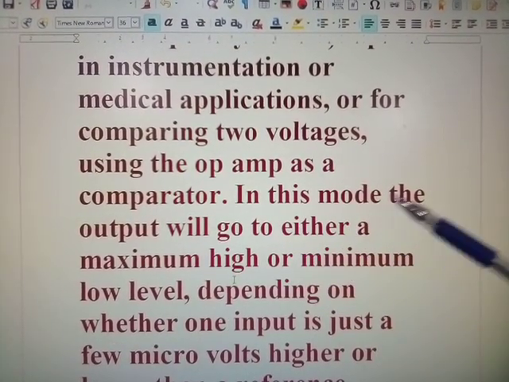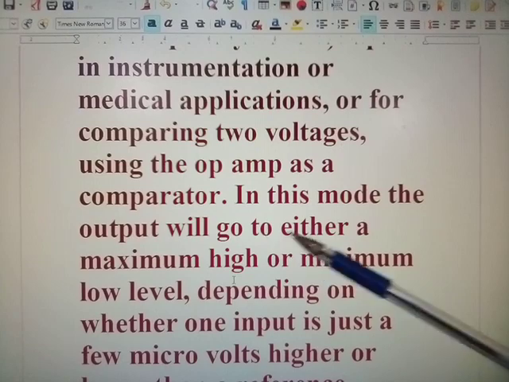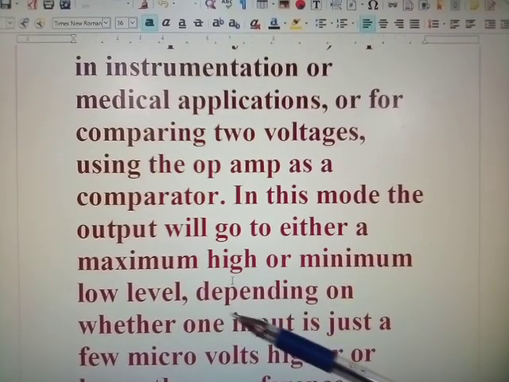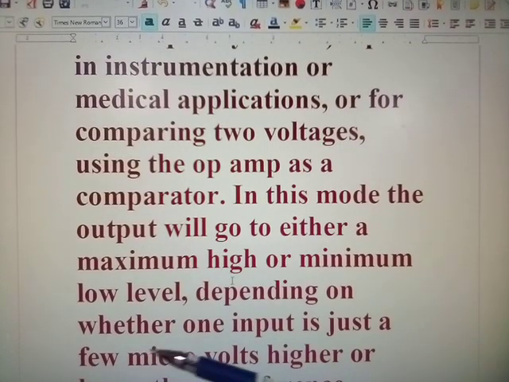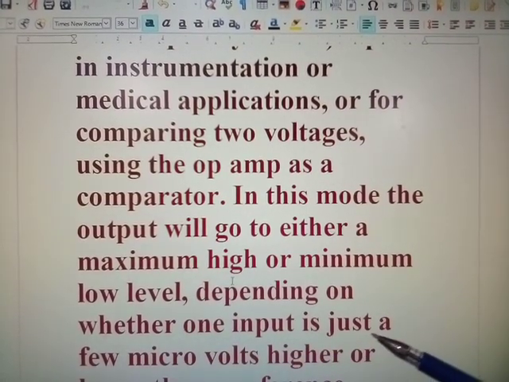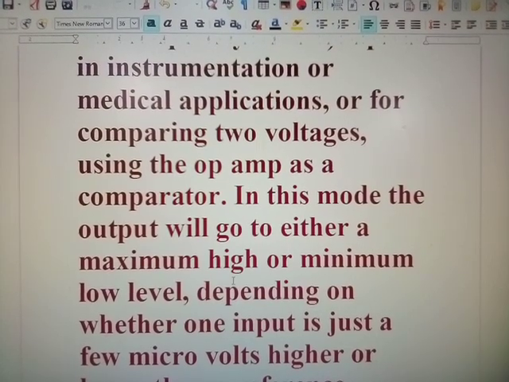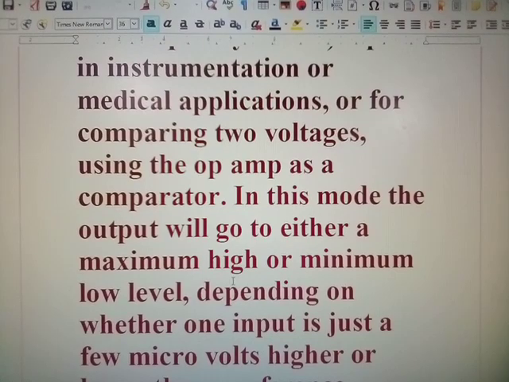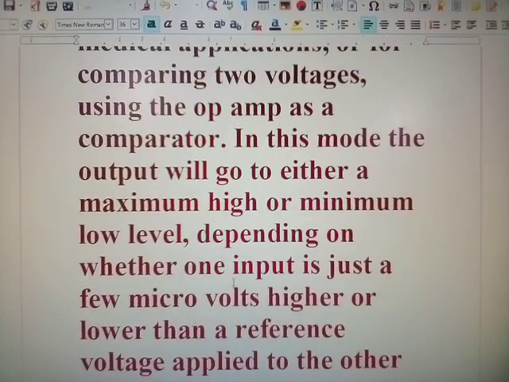In this mode, the output will go to either a maximum high or minimum low level, depending on whether one input is just a few microvolts higher or lower than a reference voltage applied to the other input.